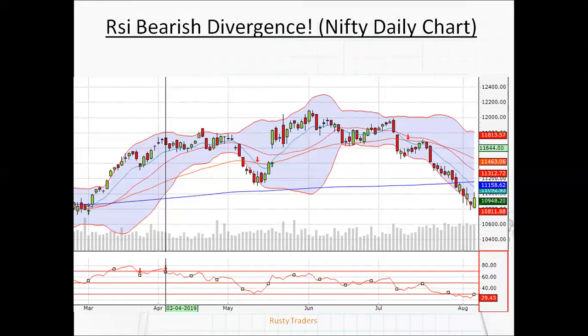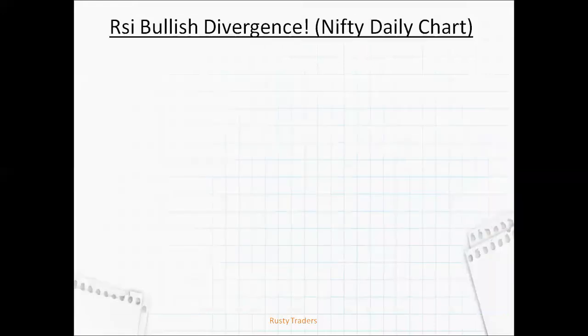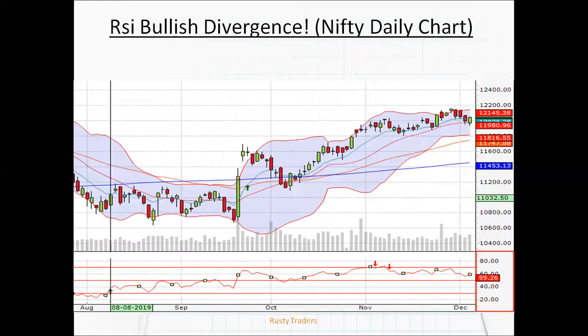So let's take the example for RSI bullish divergence. On the bullish divergence front, if you see these points, at this point a lower low is made compared to this level. But what about the RSI? The RSI is almost at the same level or just a tad higher.